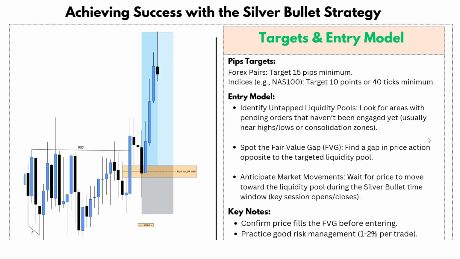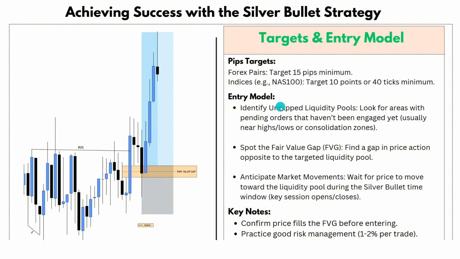Now for achieving success with the silver bullet strategy, for the targets that we use for forex pairs is to target 15 pips minimum, right? That's for forex pairs. For indices, like me, I trade NAS 100, you can either target 10 points or 40 ticks minimum. That's really the rules right there, either 10 points or 40 ticks minimum.